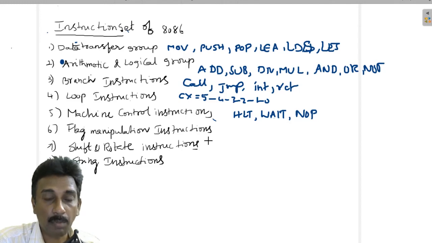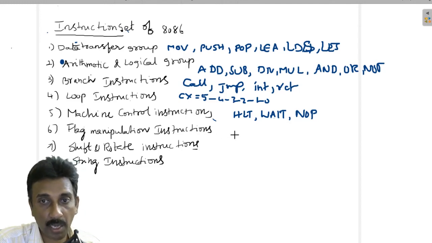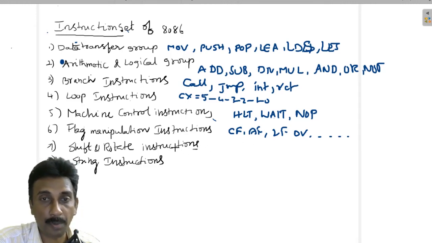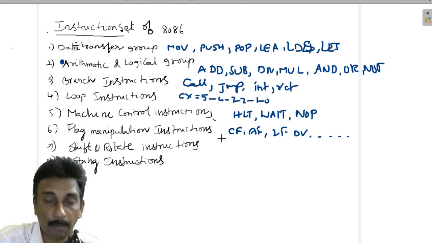Next is the flag manipulation instructions. We have a flag register, and in the flag register we have the auxiliary carry flag, zero flag and overflow flag. Different flags are used for different purposes, so for that purpose the flag manipulation instructions are used. The carry flag, auxiliary flag, zero flag, overflow flag, and other flags also we have. Later we will discuss elaborately the purpose of each of these flags. If you have any doubt about the flag register, I have already covered the flag register of the 8086 in the previous videos. Please go and check it out.